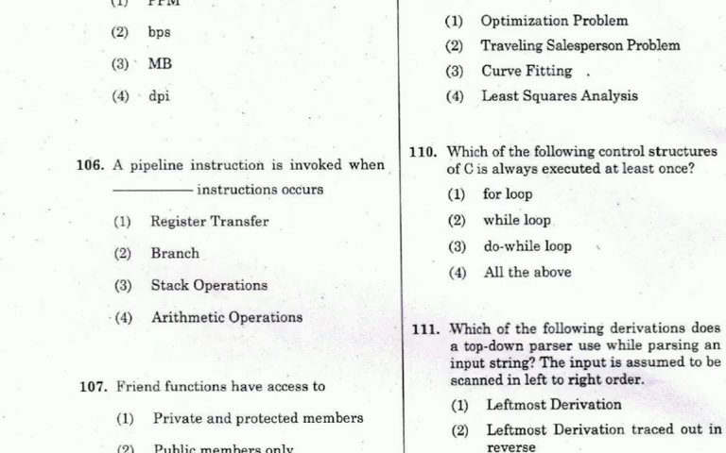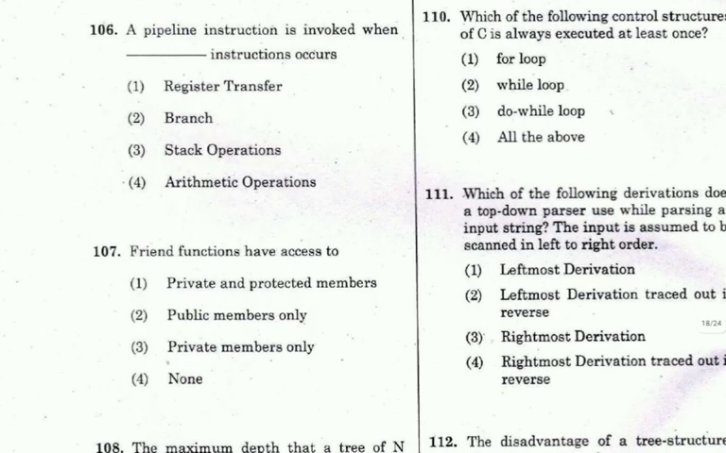Next, friend functions have access to. So in C++ language, friend functions can access all members of a class, including the private and protected ones. So option 1, that is the private and protected members, is the correct answer.